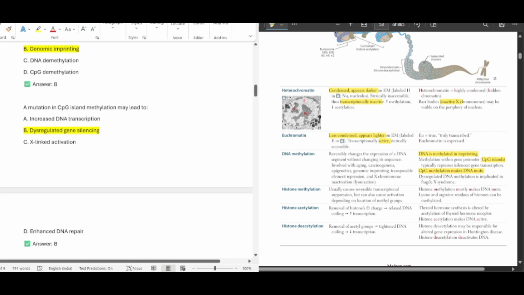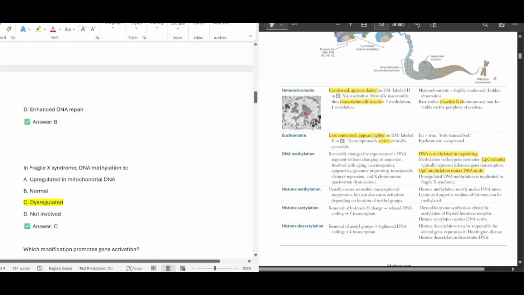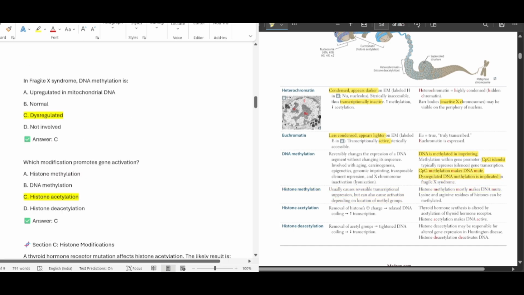That is what the next question is about. In Fragile X, DNA methylation is dysregulated, and that is what has been given here. Which modification promotes gene activation? Activation means acetylation. Histone acetylation activates the DNA.